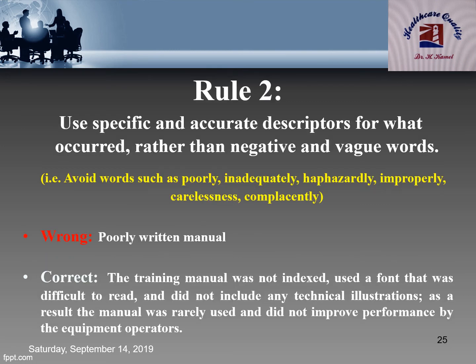Rule number 2: use specific and accurate descriptors for what occurred rather than negative and vague words. A wrong statement: poorly written manual. The correct one: the training manual was not indexed, used a font that was difficult to read, and did not include any technical illustrations. As a result, the manual was rarely used and did not improve performance by the equipment operators.